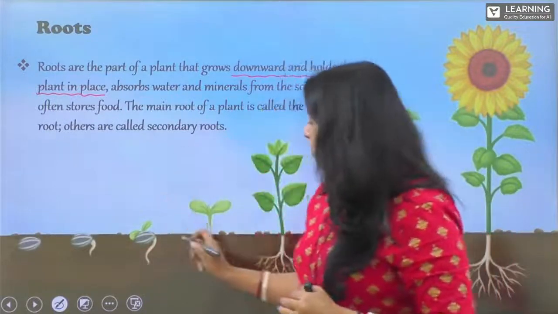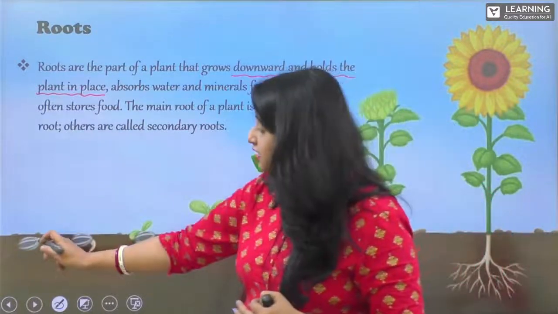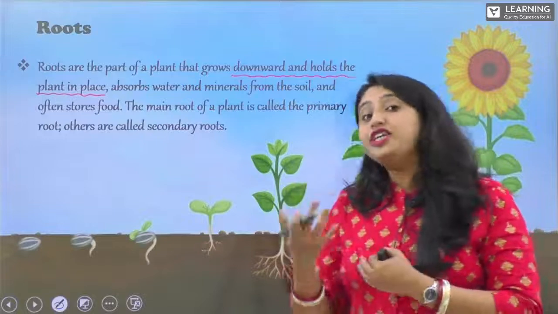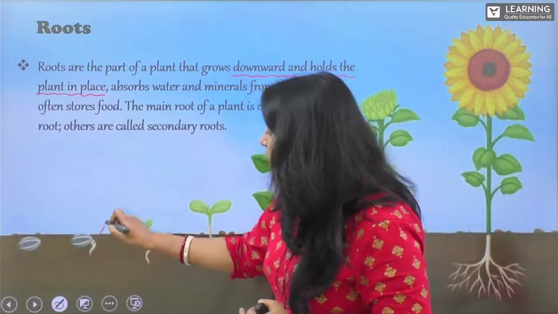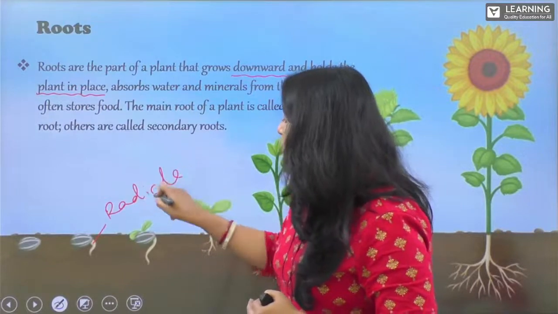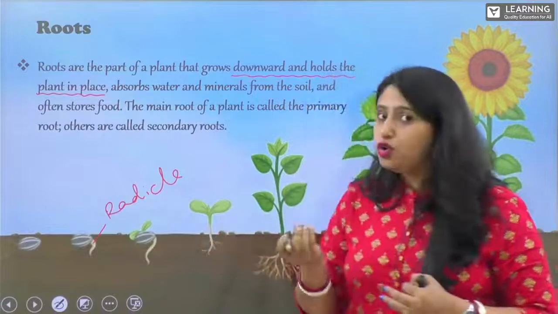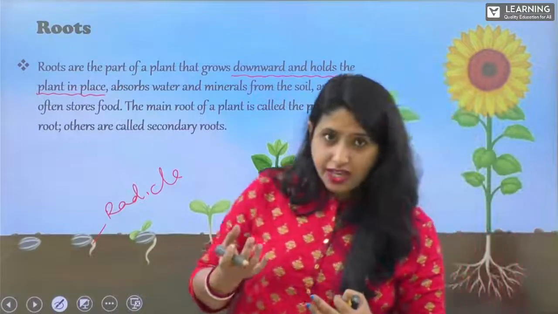So they are growing downwards. This is a beautiful picture. You can see that this is the seed, right? How the seed is germinating. You can see this is your radicle, okay? This is your radicle, and from the radicle, the roots are developing, as you can see.